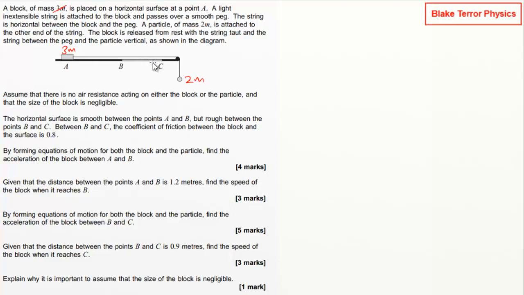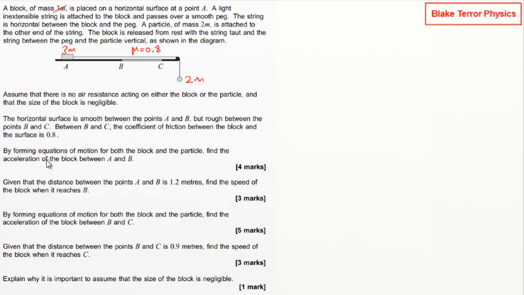All the rest of it is essentially describing the geometry of the situation, that all these things are moving in the same plane. We could draw a vertical plane through all of this, and it restricts our dimensions of motion. Assume no air resistance. Yeah, well, we always do that. Size of the block is negligible. Yeah, pretty standard. Horizontal surface is smooth between A and B, rough between B and C. Right, so between B and C, we've got a coefficient of friction of 0.8 in here, 0.8.